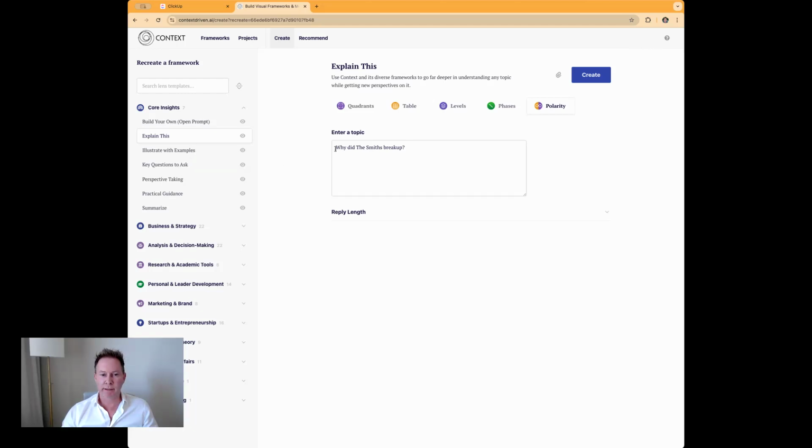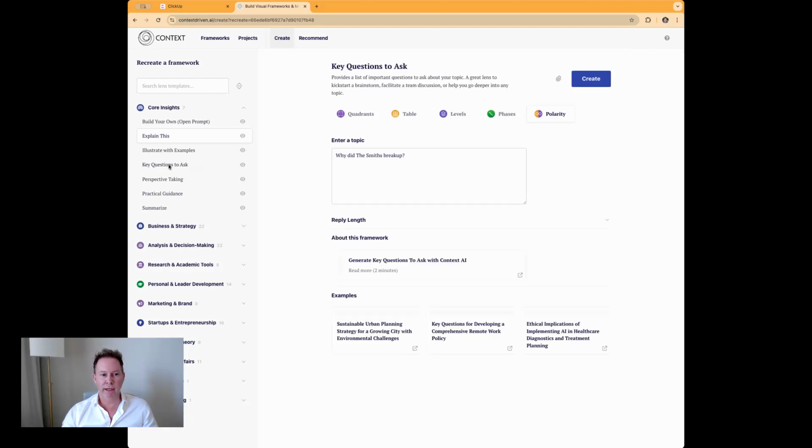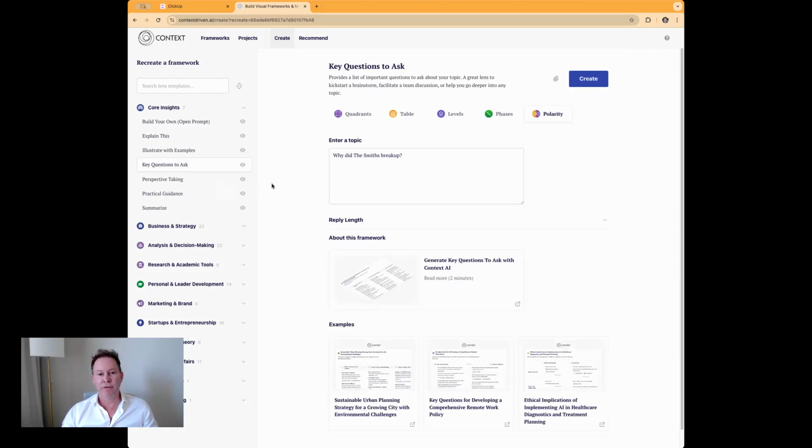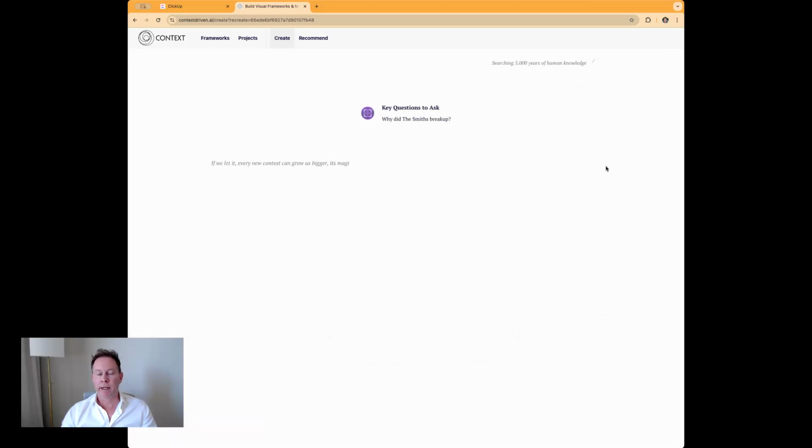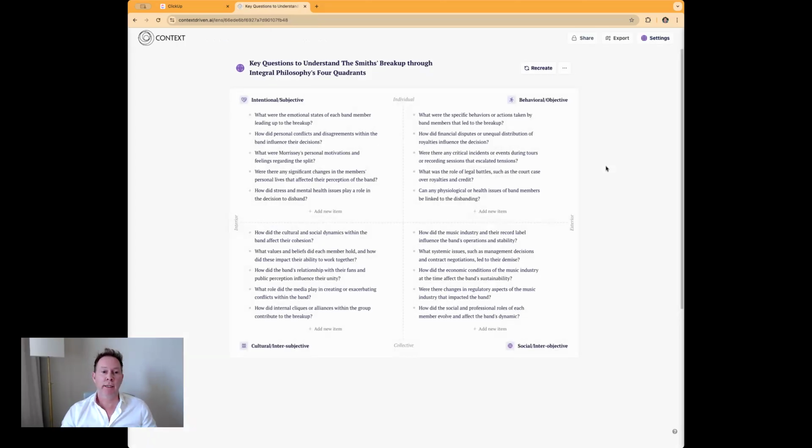Even though I've been doing explain so far, you'll notice that I could just as easily take this same context, this same topic, why did the Smiths break up, and put that through the mental model key questions to ask. So far it's been explaining it. Instead, let's do key questions to ask, and let's go back to quadrants. Now it's going to give me questions I should be asking in all four quadrants. And here it goes, right?